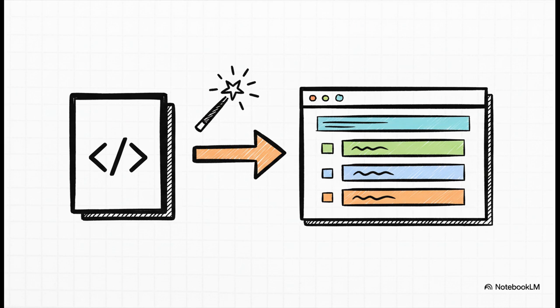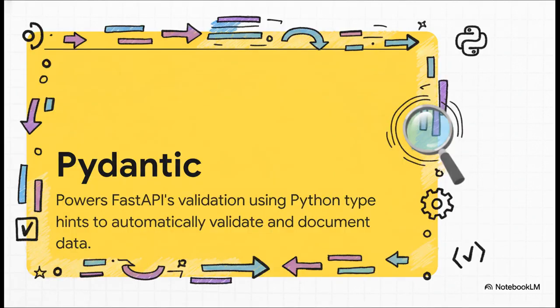It's an absolute game changer for productivity. So how in the world does it do that? Well, the secret sauce, as we mentioned before, is Pydantic. This amazing library takes the modern Python type hints you're already using for things like autocomplete and puts them to work. It uses them to automatically validate incoming data, serialize outgoing data, and even generate the schema for your documentation. You define your data shape one time, and Pydantic handles the rest.